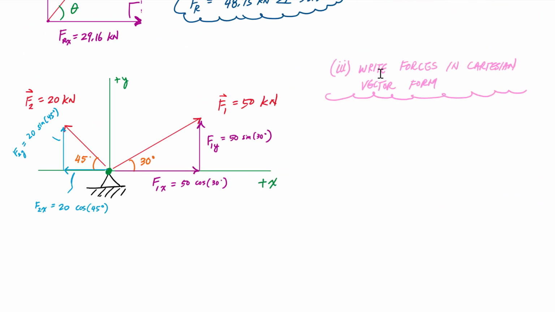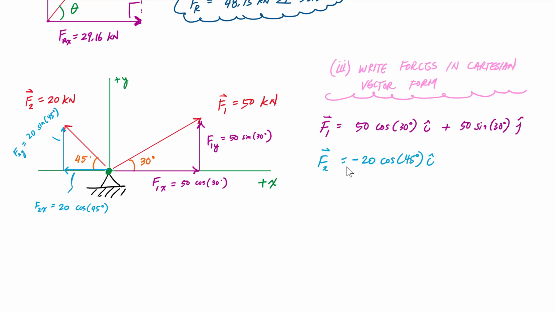So after I've broken them up into components, F1 will be 50 cosine 30 i hat plus 50 sine 30 j hat, like this, and F2 would be 20 cosine 45 i hat, and there would be a negative here because we're pointing in the negative i hat direction, plus 20 sine 45 j hat, like this. And that would be my two force vectors in Cartesian vector form.